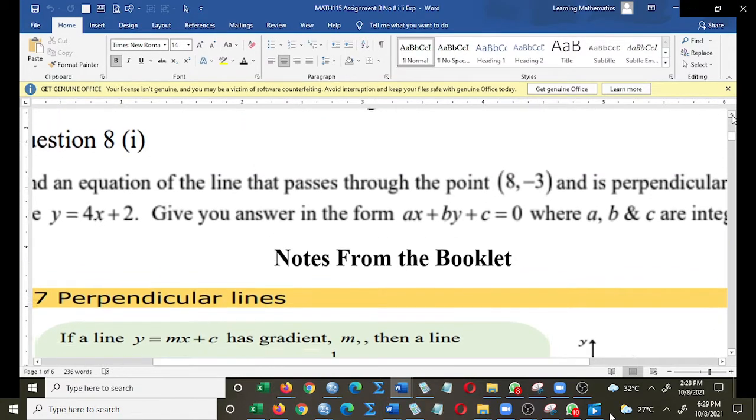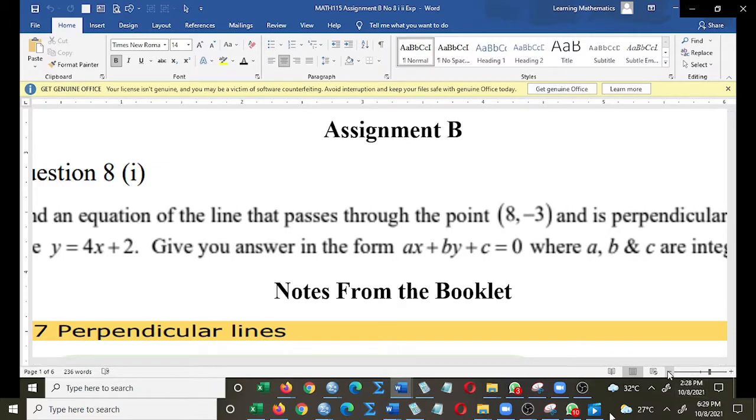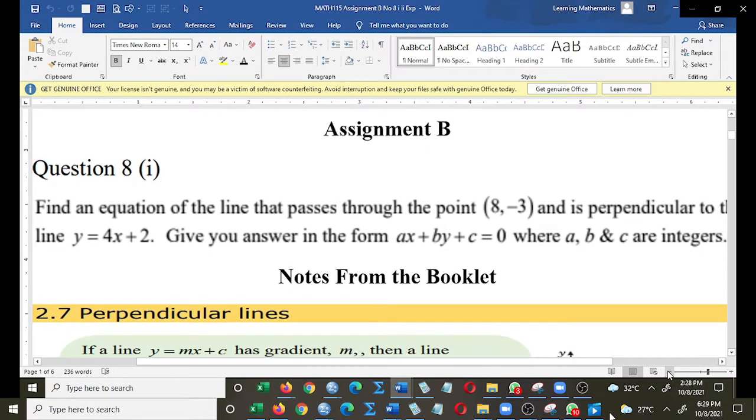I asked that question already, but I'm just going to repeat it. The same person can answer or somebody else can answer. We need to find the gradient and the y-intercept when we need to find the equation of a line. What is the purpose of the point? They will always give us a point.